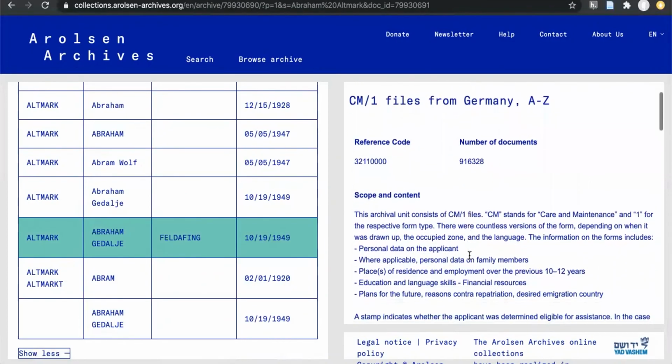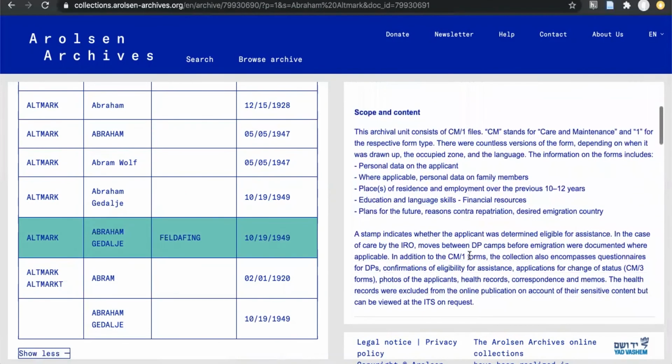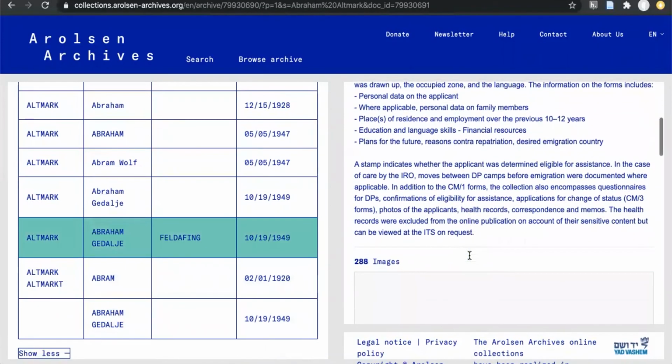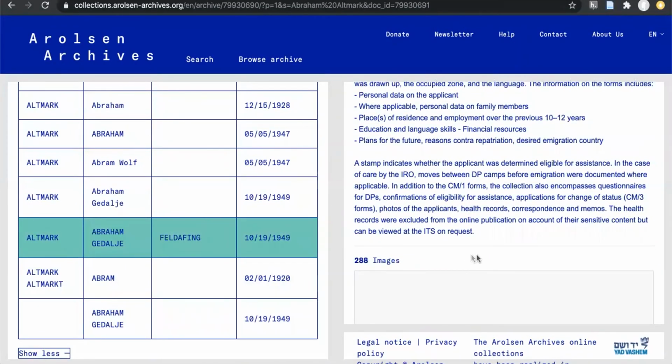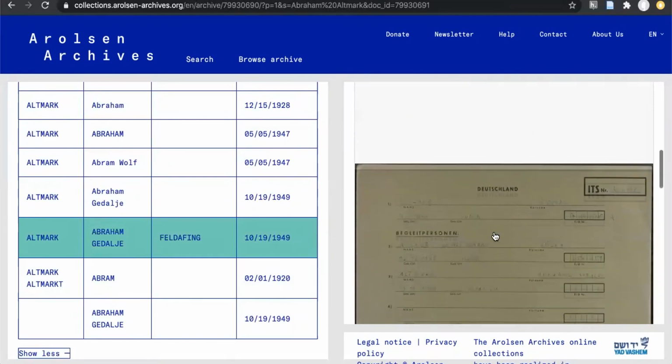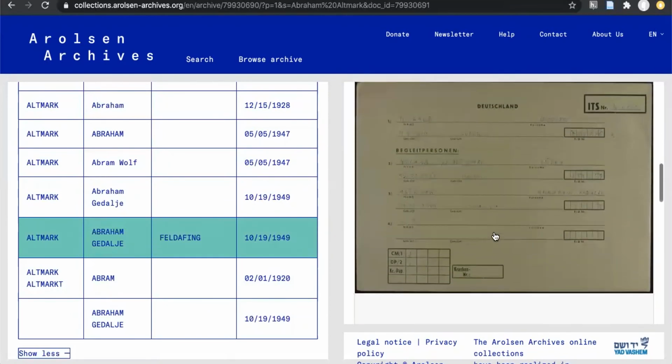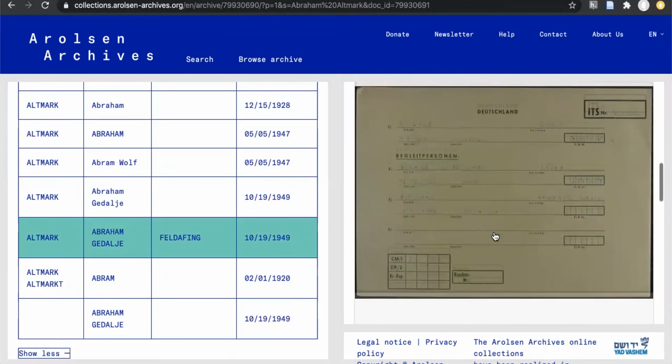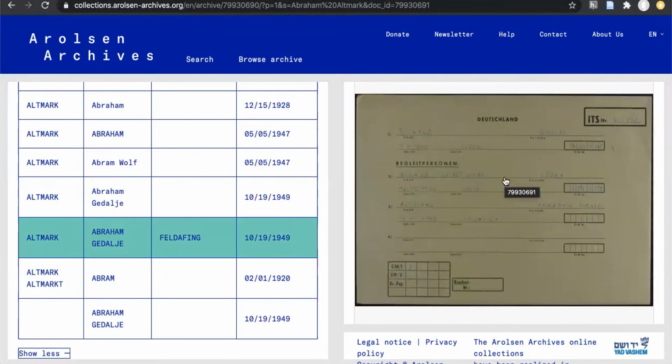And then we can also have an explanation of where this particular document came from. So this one is an IRO document. And if we scroll down, since it is a single document, it shows up. And we can see the parents' names and his name.